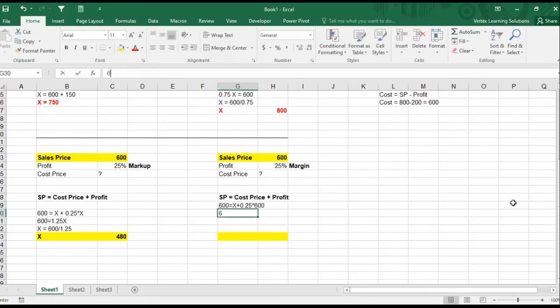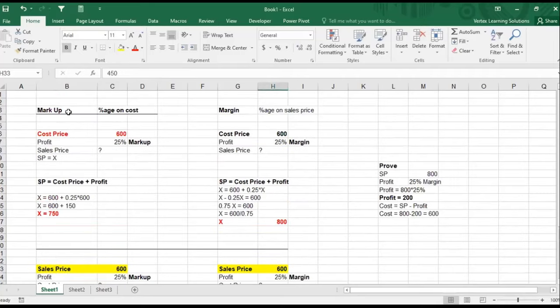So it means that 600 is equal to X plus 150. And it means that X is equal to 600 minus 150. And you can say that X is equal to 450. So you see, answers are different in each case, margin and markup. So I just did with you 4 examples like markup.